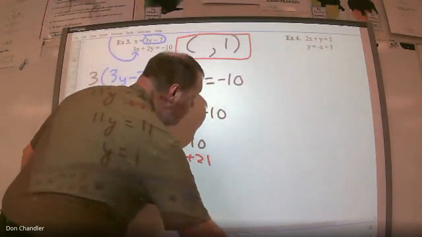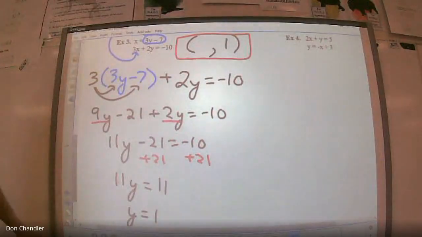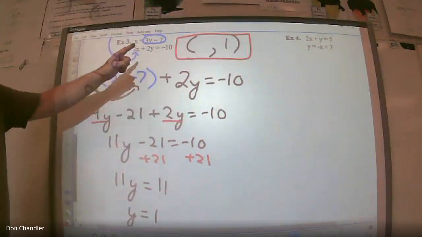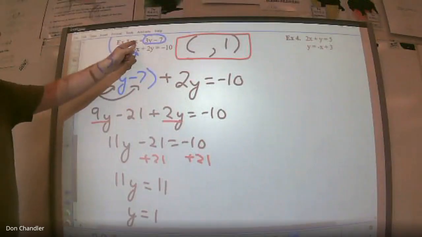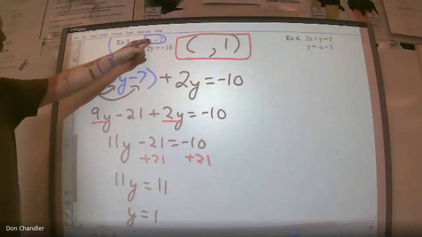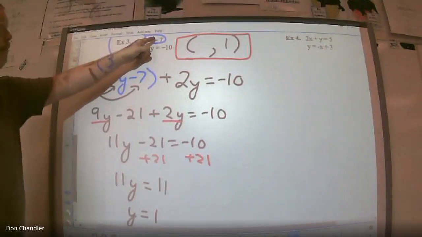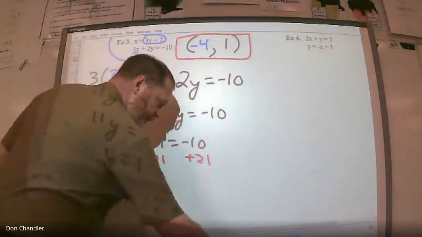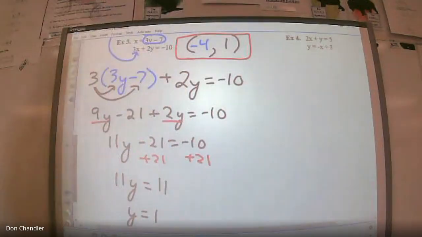The question becomes, what's the x? Well, you take your y and substitute it back into, hey, what's x equal? 3 times 1 is 3, minus 7 is negative 4. Karen, is that what you were wondering? What happens if there's a coefficient in front of the variable? Yeah, thank you. That's what I'm here for.